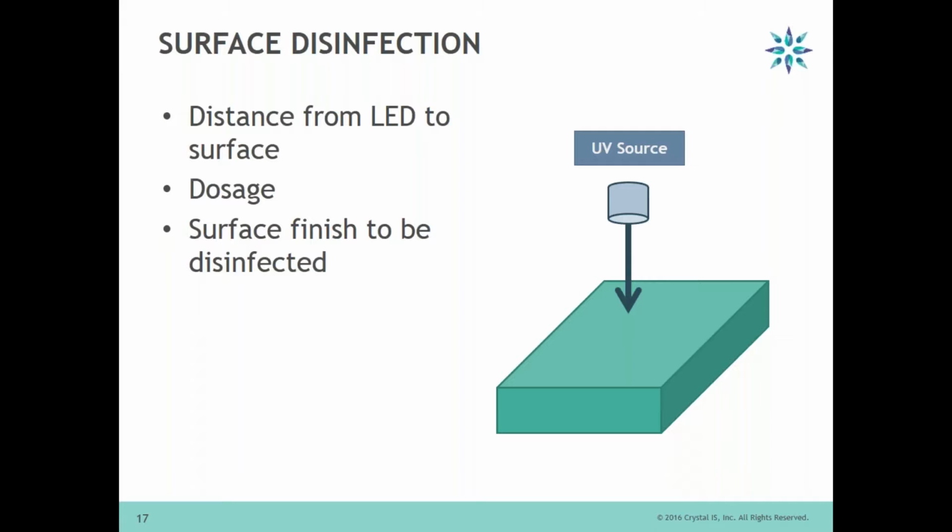Because if you have a material which has a lot of nooks and crannies, the microbe can actually hide behind those nooks and crannies. Even though you are giving enough dosage onto the surface, the microbe is not really seeing that. So you need to consider the surface finish when you are doing the disinfection. A very classic example that comes to mind is the surface of an apple versus a cantaloupe. If you look at them visibly, the apple surface is very smooth compared to the surface of the cantaloupe.